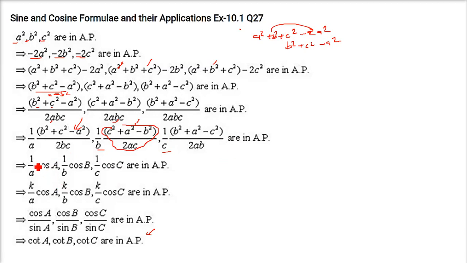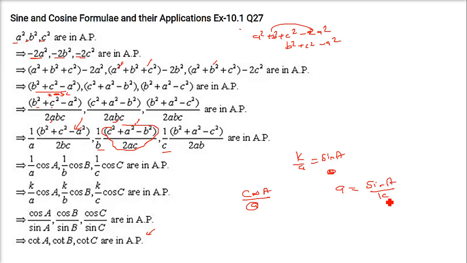Now multiply all of them by k. So k by a, k by b, k by c. So what is this k by a? We know that k by a is sin A, right? Because if we write this as sin A by k, okay, we have one more thing. See, we have this cos A by a, and this cos A by this a is there. So in place of a, you can write what? Sin A by k.